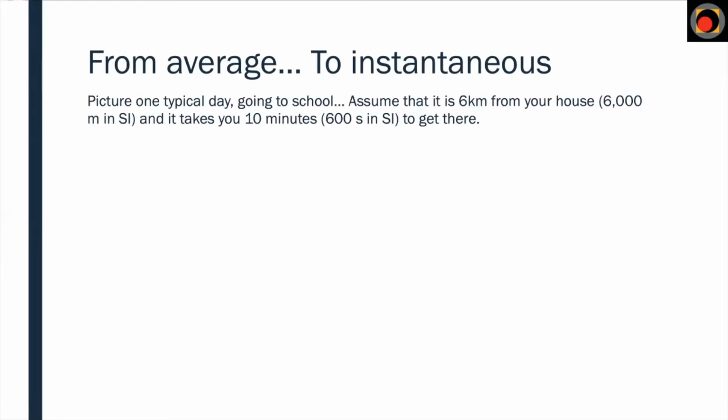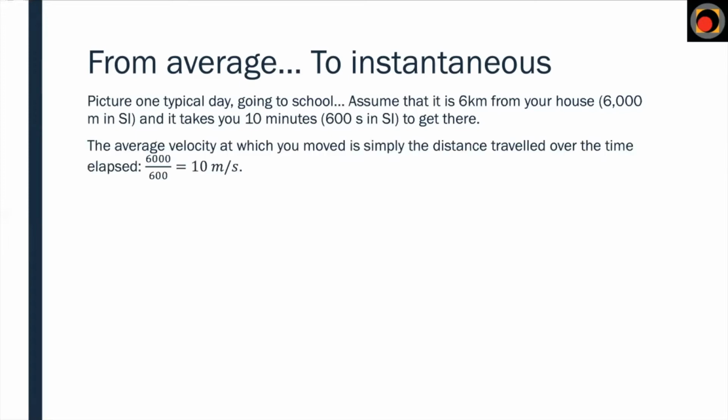Now, how do we understand acceleration and velocity? Well, let's make an example. Picture a typical day going to school. Assume that it is 6 kilometers from your house. That's 6,000 meters in SI units, and it takes you 10 minutes, which is 600 seconds in SI units, to get there. Well, by definition, the average velocity would be the distance traveled, the 6,000 meters, divided by the 600 seconds. And we can say that you were moving at 10 meters per second.